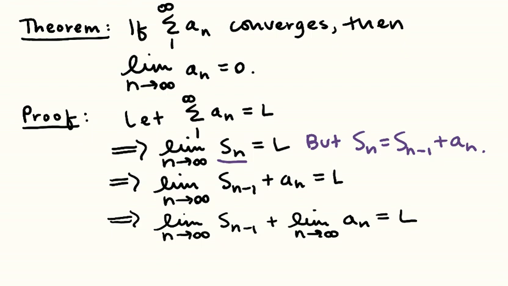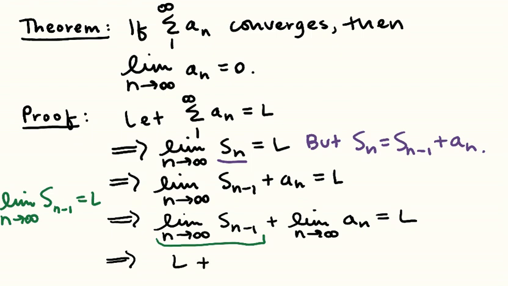So I'm also thinking that the limit as n goes to infinity of S sub n minus 1 is equal to L. So I'm going to make that replacement. That means that L plus the limit of the terms is equal to L, which means, like I had set out to show, that the limit of the terms must be 0, right? So that one's just a nice proof of that that's right at your level.